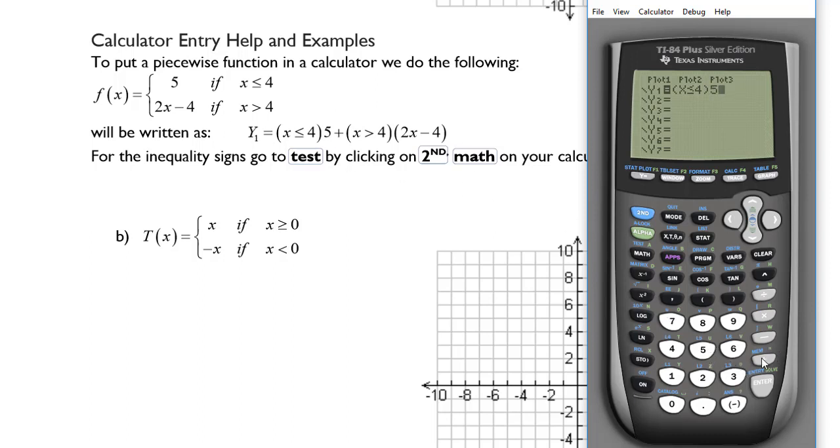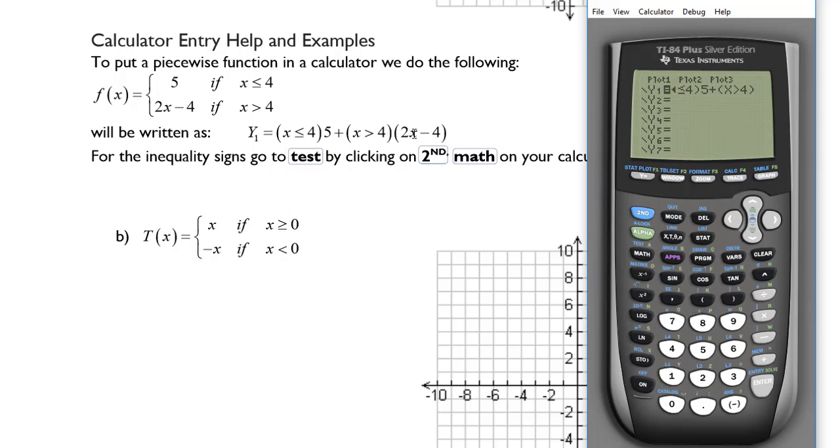Then we're going to add on the second part of this piecewise function. The interval for which the second piece of your function exists is anything greater than 4. Open paren x greater than 4, so second math. Arrow down to greater than. Enter. 4, close parenthesis. And then we're going to open another grouping of parentheses so we can enter the rule in.